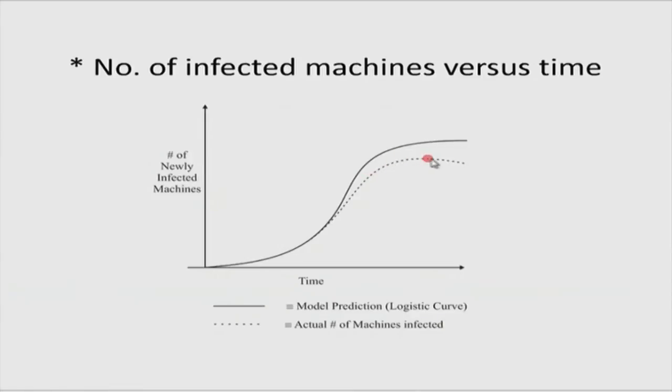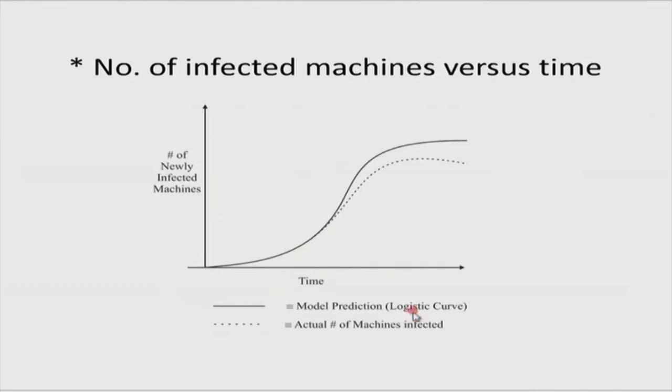The actual value is something like this. This is a standard curve that is encountered in many different disciplines, in AI and so on. It's called the logistic curve, an S-shaped curve. Okay, so one category of worms are the internet scanning worms like the one I just described.